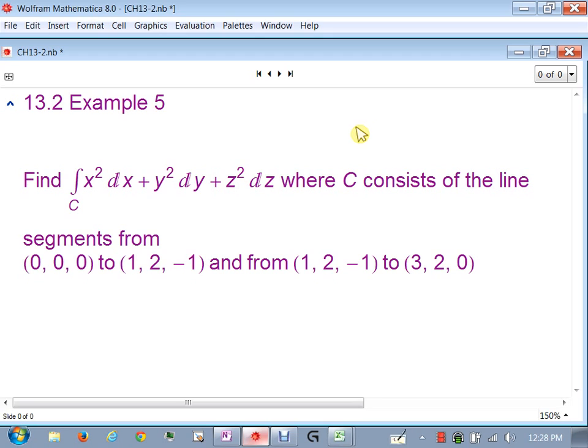Find the line integral of x squared dx plus y squared dy plus z squared dz, where C consists of the line segments, plural, from (0, 0, 0) to (1, 2, -1), and then from (1, 2, -1) to (3, 2, 0).